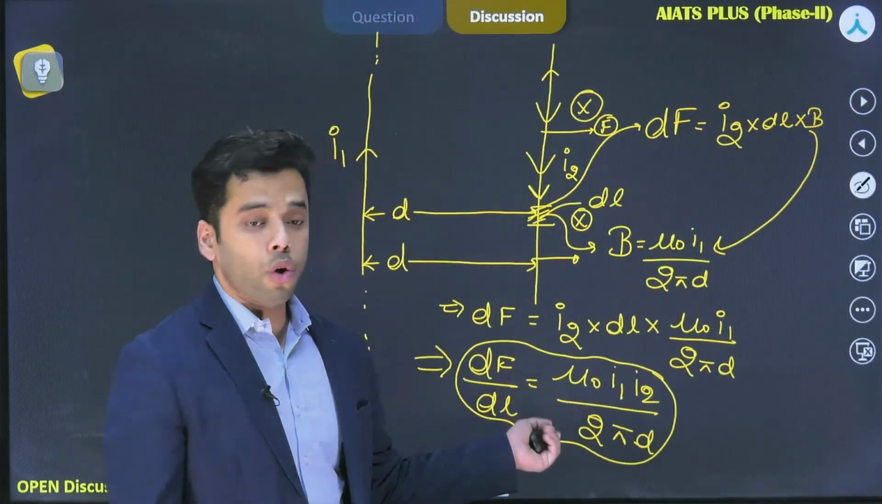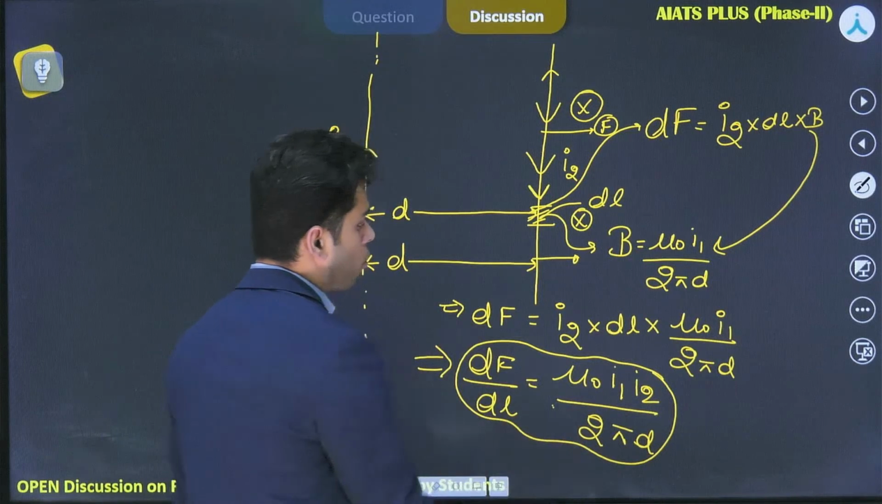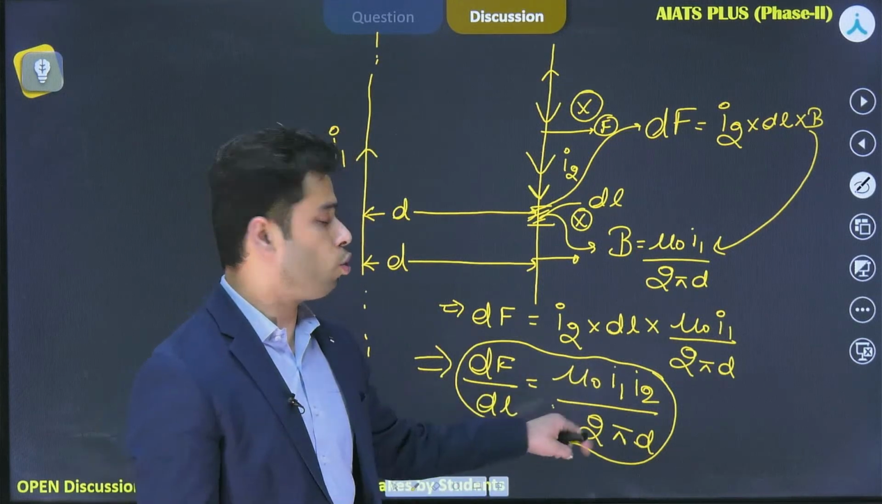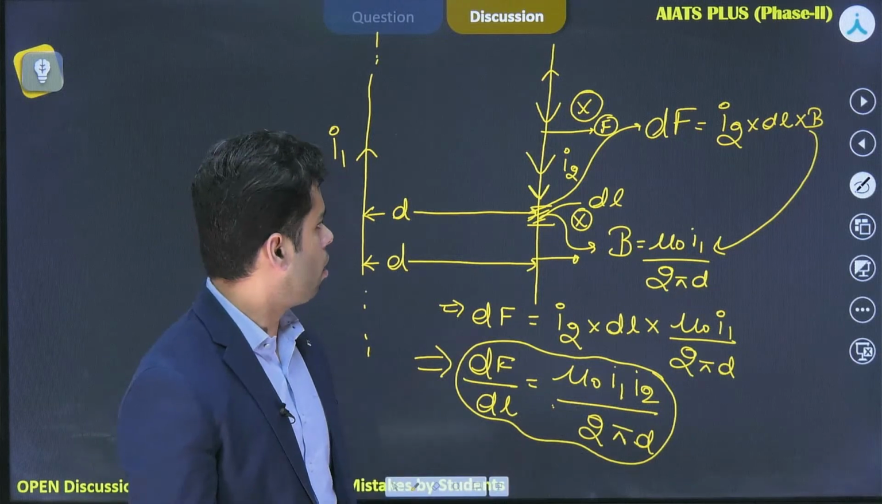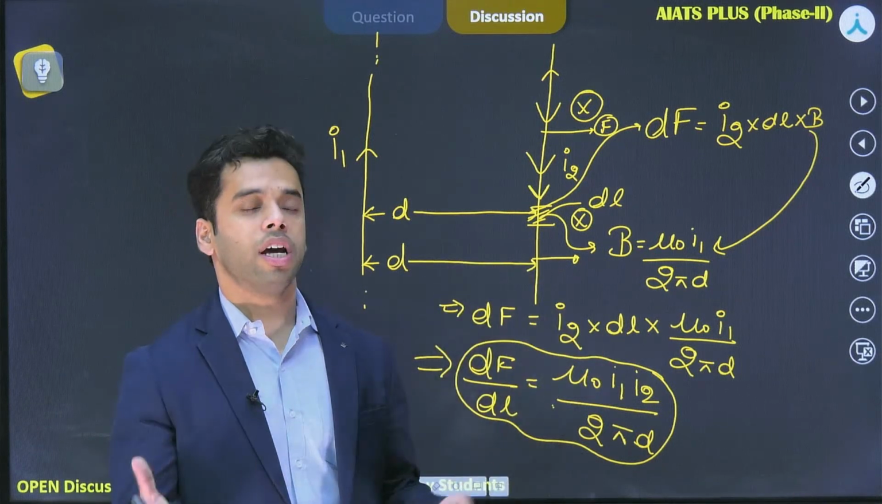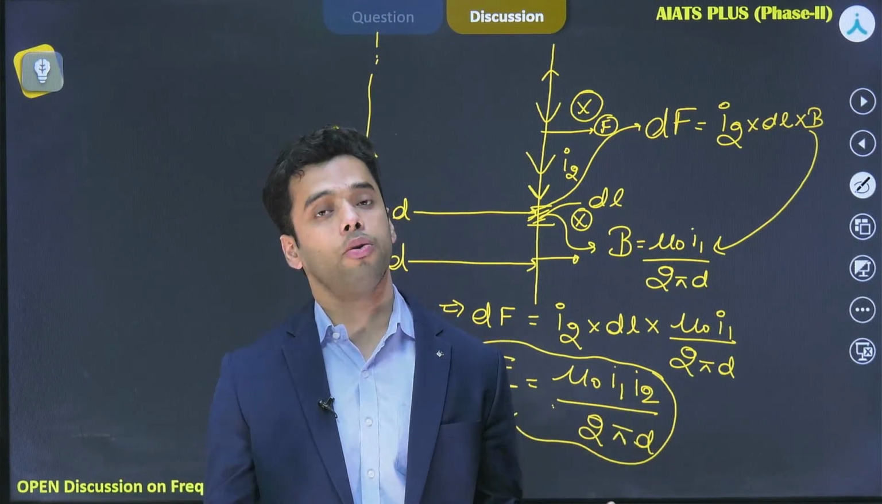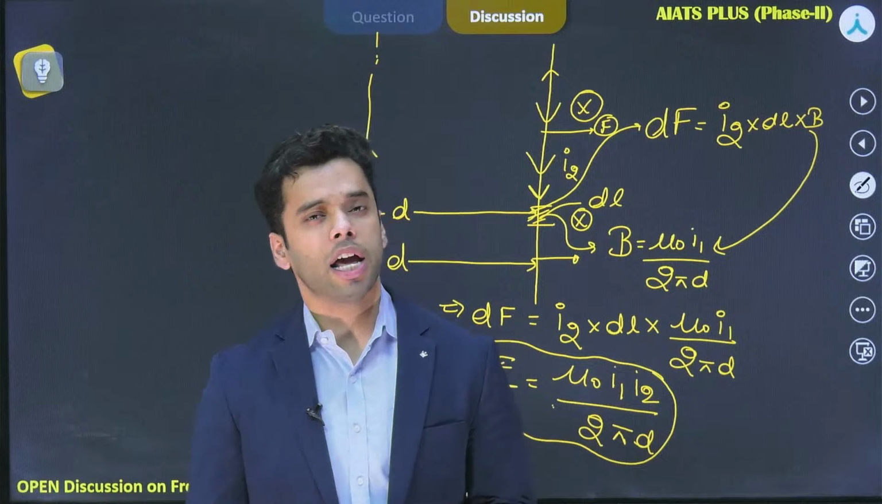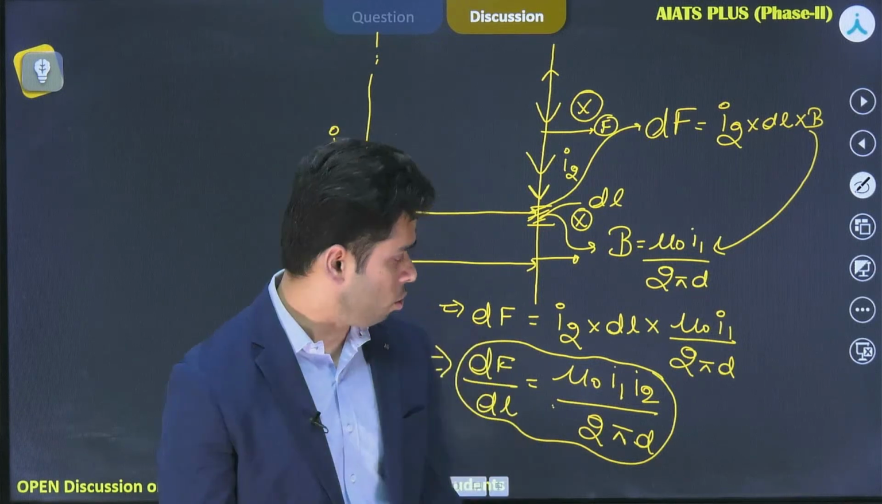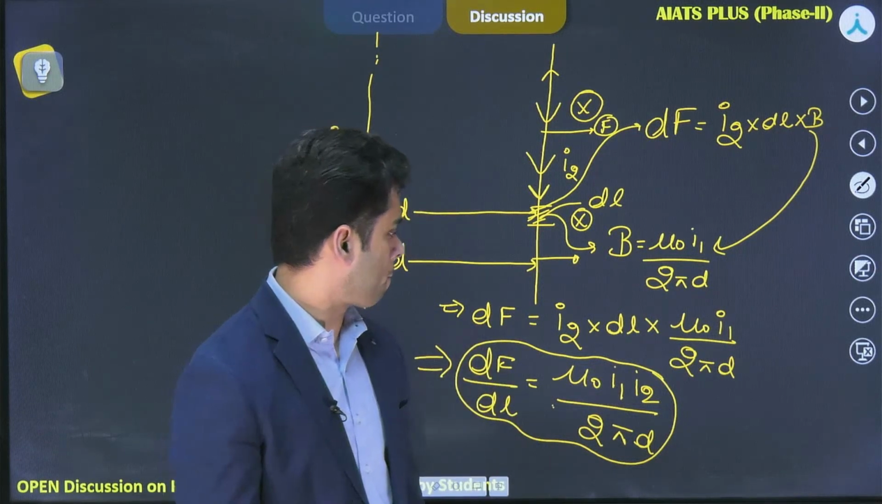So just now you got the force. This is the expression for the force per unit length, mu naught I1 I2 upon 2 pi d, right? And they repel each other because they are carrying current in the opposite direction. If they are carrying current in the same direction, they are going to attract each other. And you can find out the direction using the concept of cross product, right?